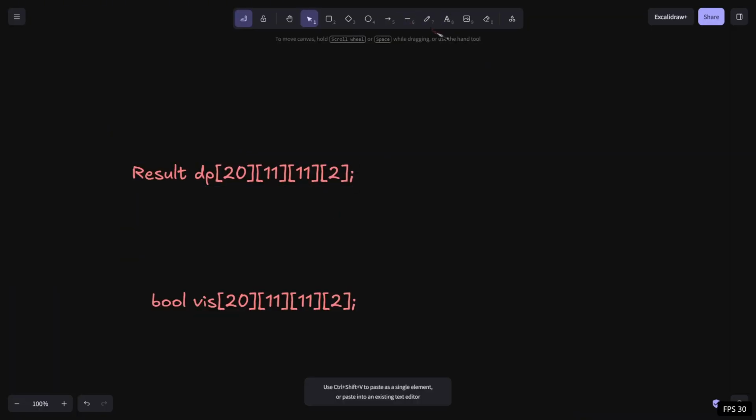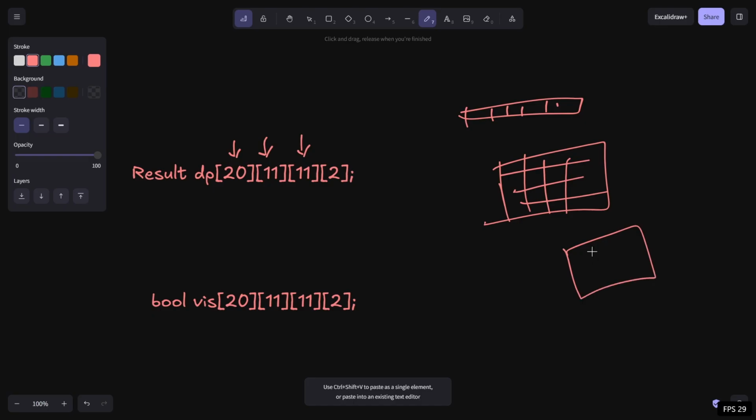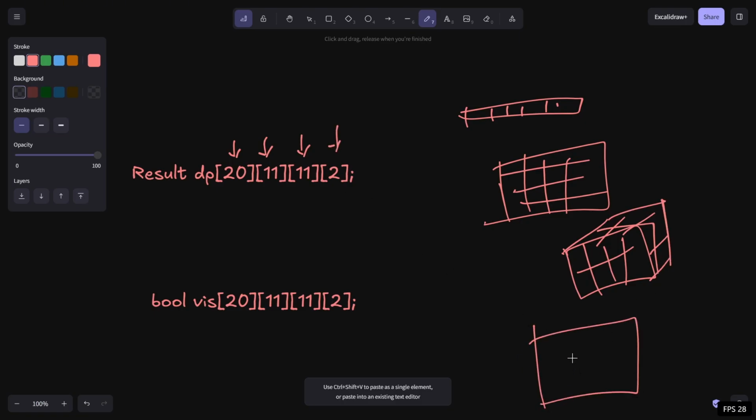So if you try to visualize a 1D array, you're going to visualize it as a row. If we want to visualize a 2D array, you can visualize it as a grid. And if you want to visualize a 3D array, you can visualize it as a cube, kind of. And for a 4D array, we can't really visualize a fourth dimension, a hyper dimension.